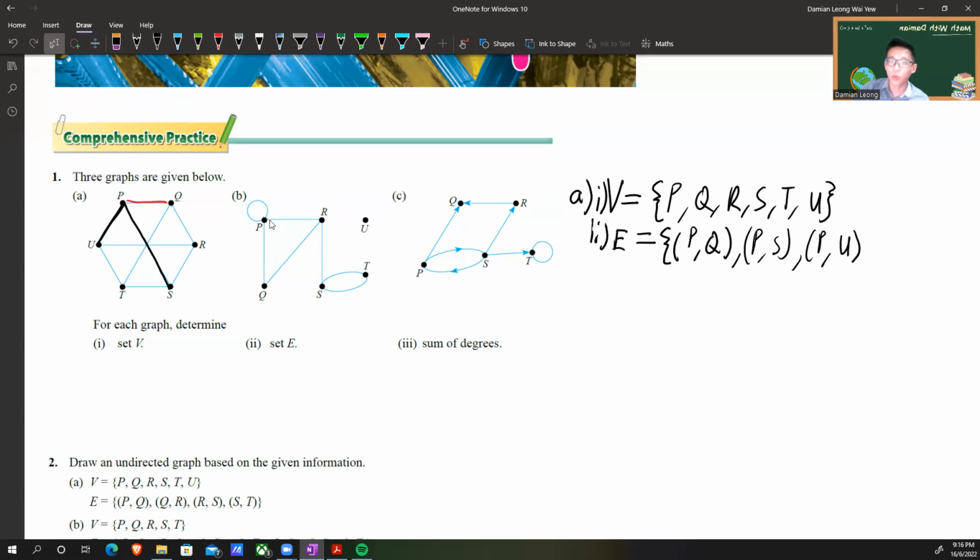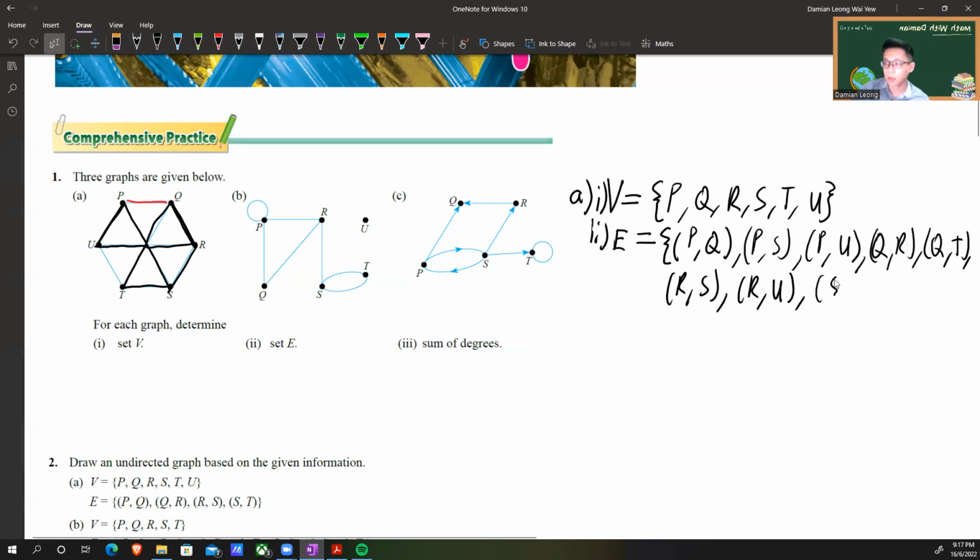Then let's move on to the vertex Q. We have Q to R here and Q to T here. So we list out QR and QT. Then from R, we have RS and RU. And from S, we have ST. And from T, we have this TU. So that's it. These are all the edges in A1 here.